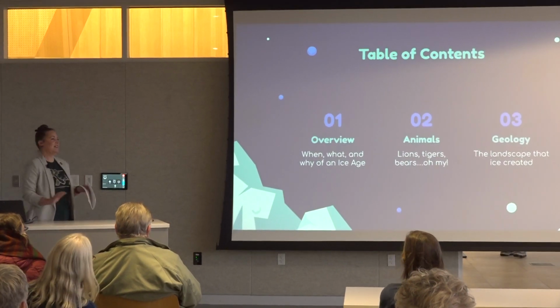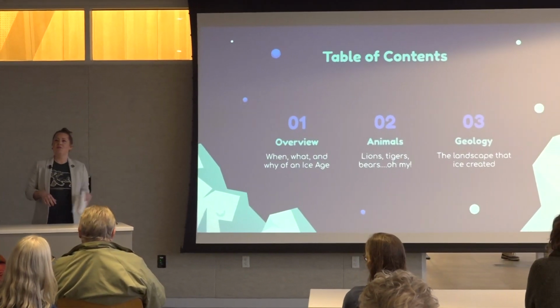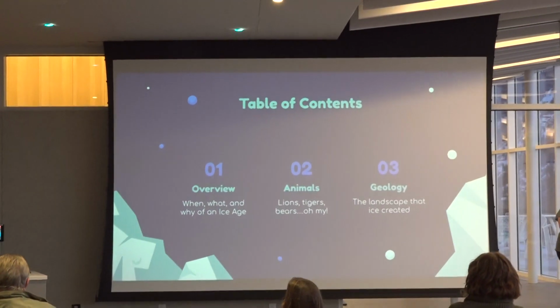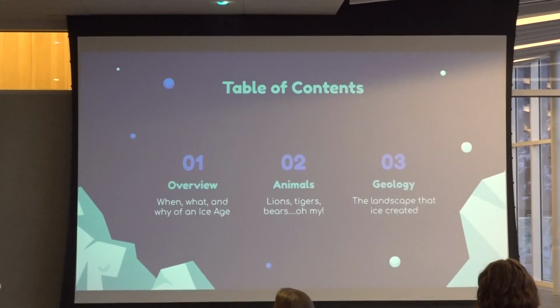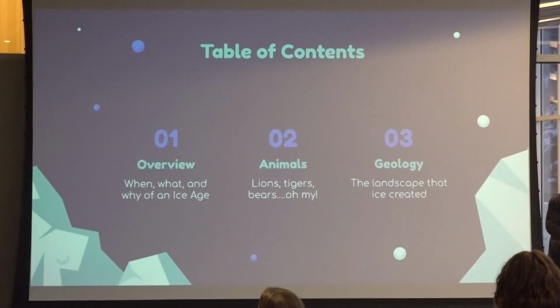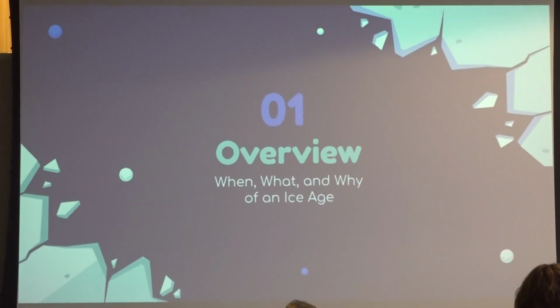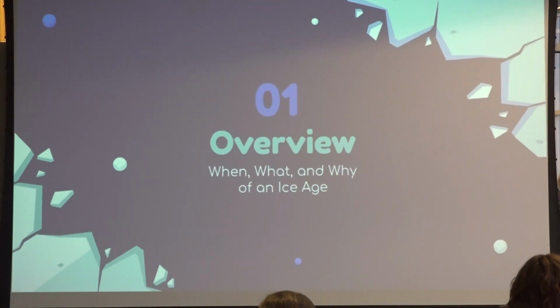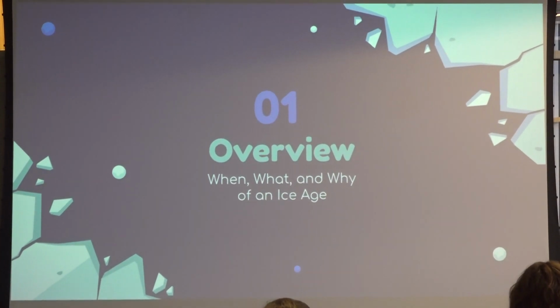So for the talk today, we're going to start with an overview, the what, when, and why of an ice age. Then we'll go into the animals, lions, tigers, and bears. And then we'll get into the geology, so the landscape that the ice created. So let's jump in with the what, when, and why of an ice age.